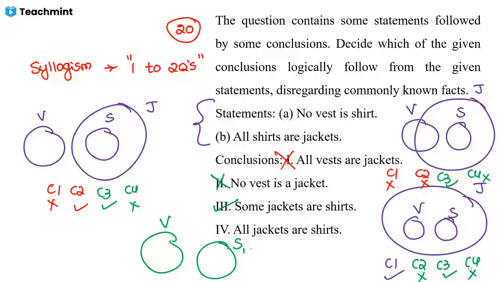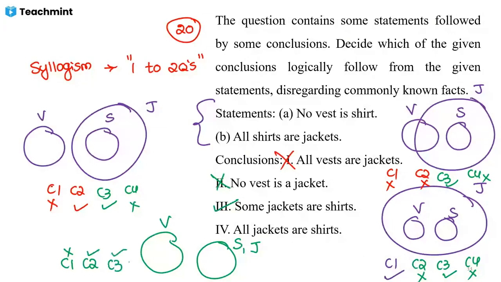See, no vest is a shirt. All shirts are jackets means this diagram can also be used. Here, the first one is true. Second one, all shirts are jackets, correct. So the second one, no vest is jacket, correct. All vests are jackets, wrong. Third one, some jackets are shirts, all jackets are shirts.